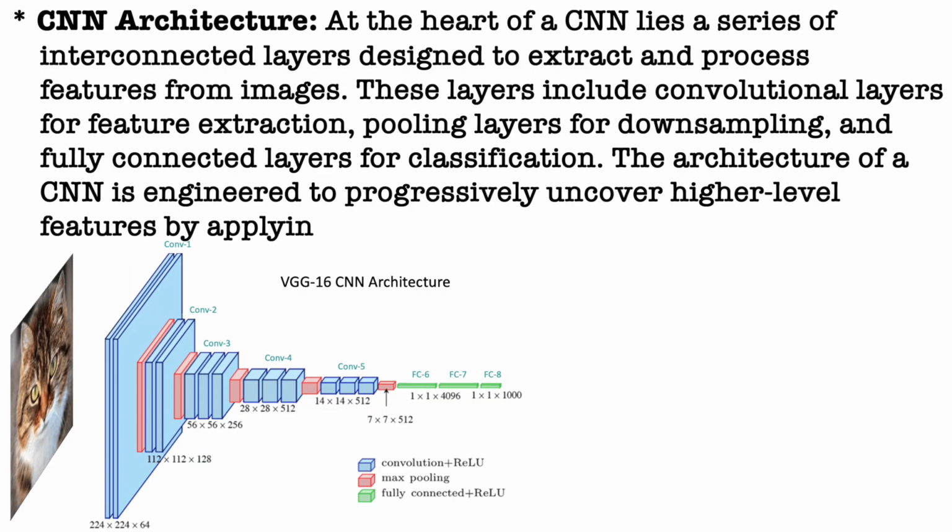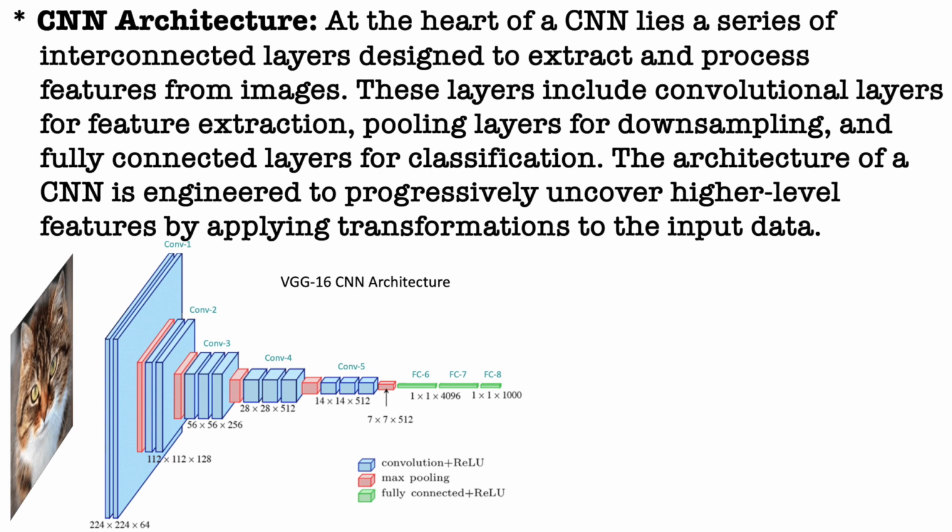So, what is CNN architecture and why is it very important to know? Because at the heart of a CNN lies a series of interconnected layers designed to extract and process features from images. These layers include convolutional layers for feature extraction, pooling layers for downsampling, and fully connected layers for classification. The architecture of a CNN is engineered to progressively uncover higher level features by applying transformations to the input data.